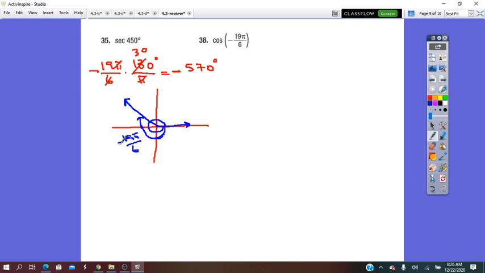Because the angle is not in standard position, first of all, we have to find the coterminal angle of it. So it will be negative 19 pi over 6 plus 2 pi times 2, and it will be 4 pi, 6 times 4, 24 minus 19, it will be 5 pi over 6. So the coterminal angle is 5 pi over 6.